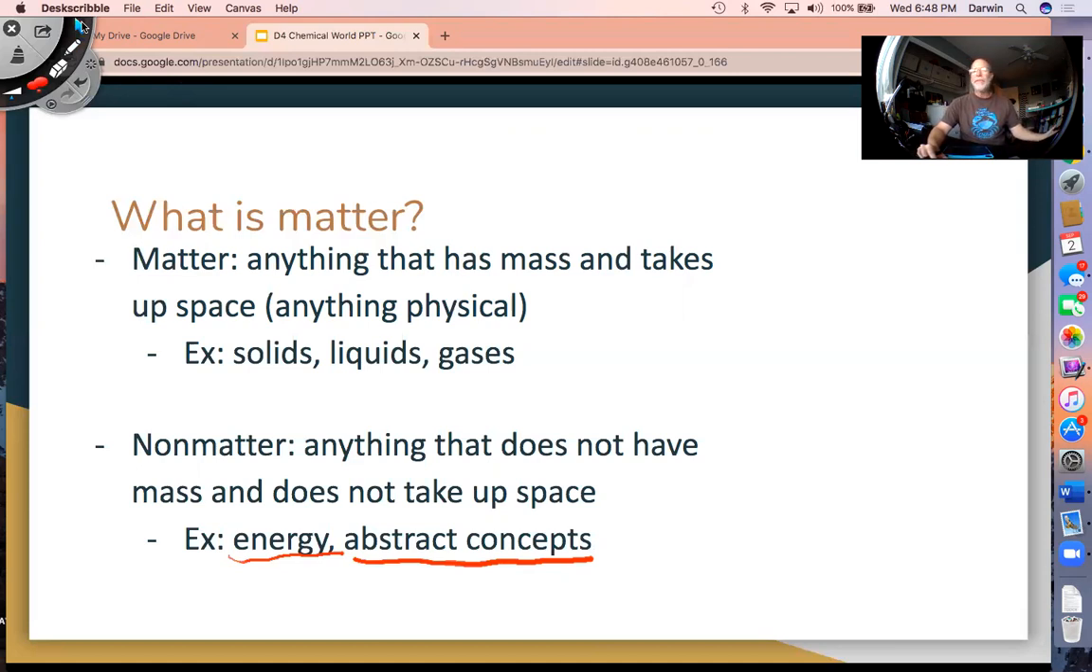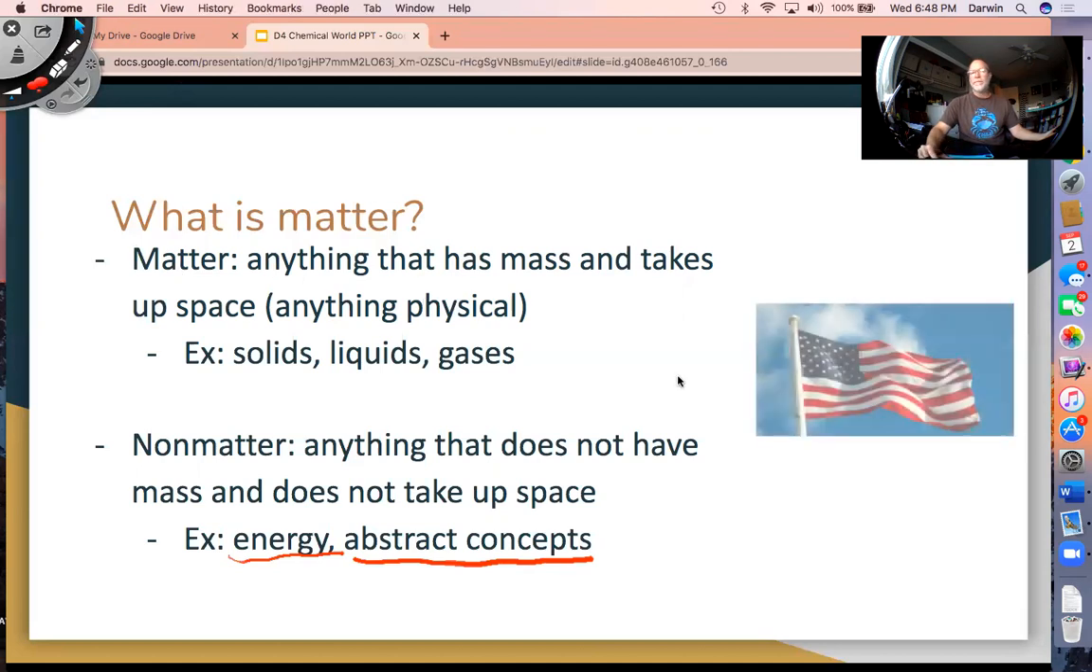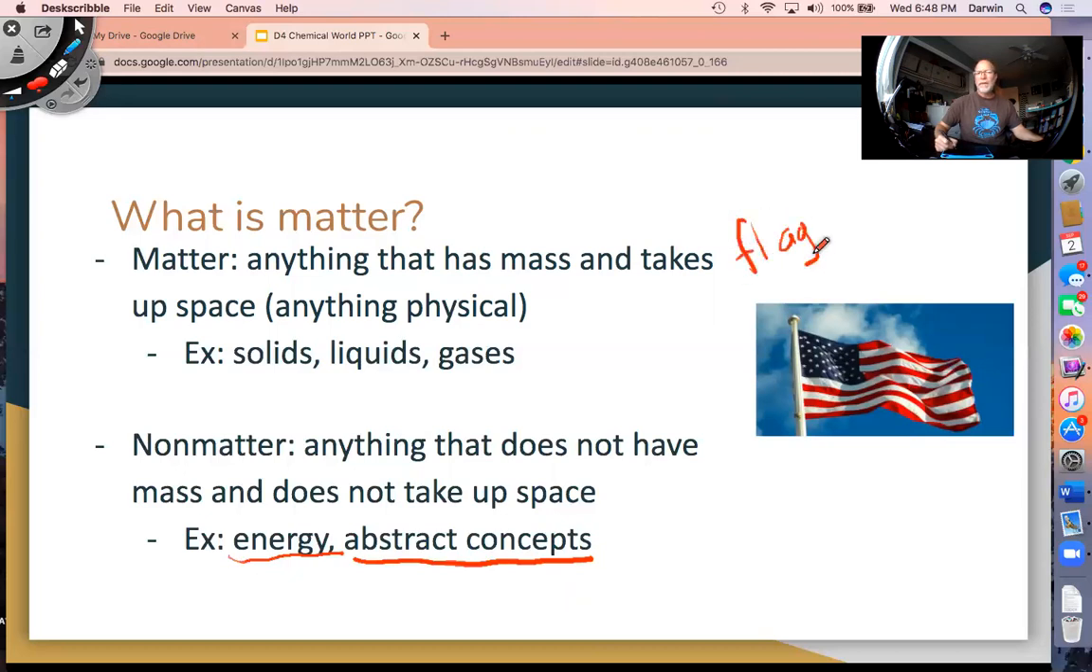Things that are abstract that are non-matter would be something like the flag, but not the flag per se, but what the flag stands for. So if you think about the flag, you think the flag represents something. Well, the flag, that is physical. But the idea of the flag, what it represents, freedom.